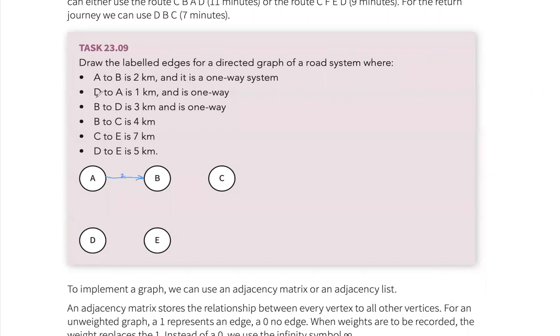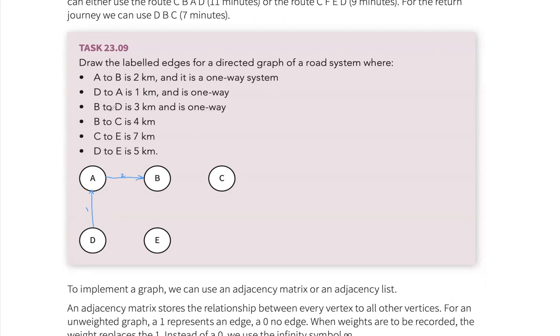Secondly, it says there's a path from D to A, which is 1 kilometer and it is one way. So again, we will make a path from D to A. And again, the cost here is 1 kilometer. And this is only one way, so there's no way of coming back from A to D directly.